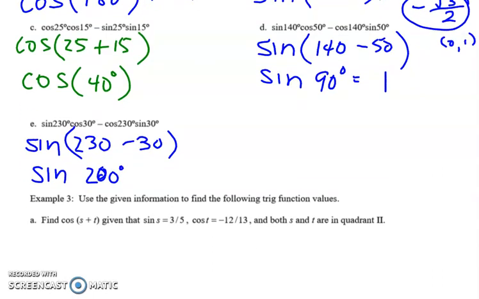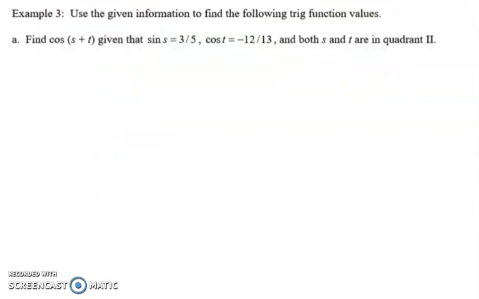Alright, so let's look at example 3. So here, we're going to use sum and difference identities, but we also have to work out triangles. So let's look at example 3a. So we have the cosine of s plus t, given that the sine of s is 3/5, the cosine of t is negative 12/13, and both are in quadrant 2. So in quadrant 2, we have a negative x and a positive y.